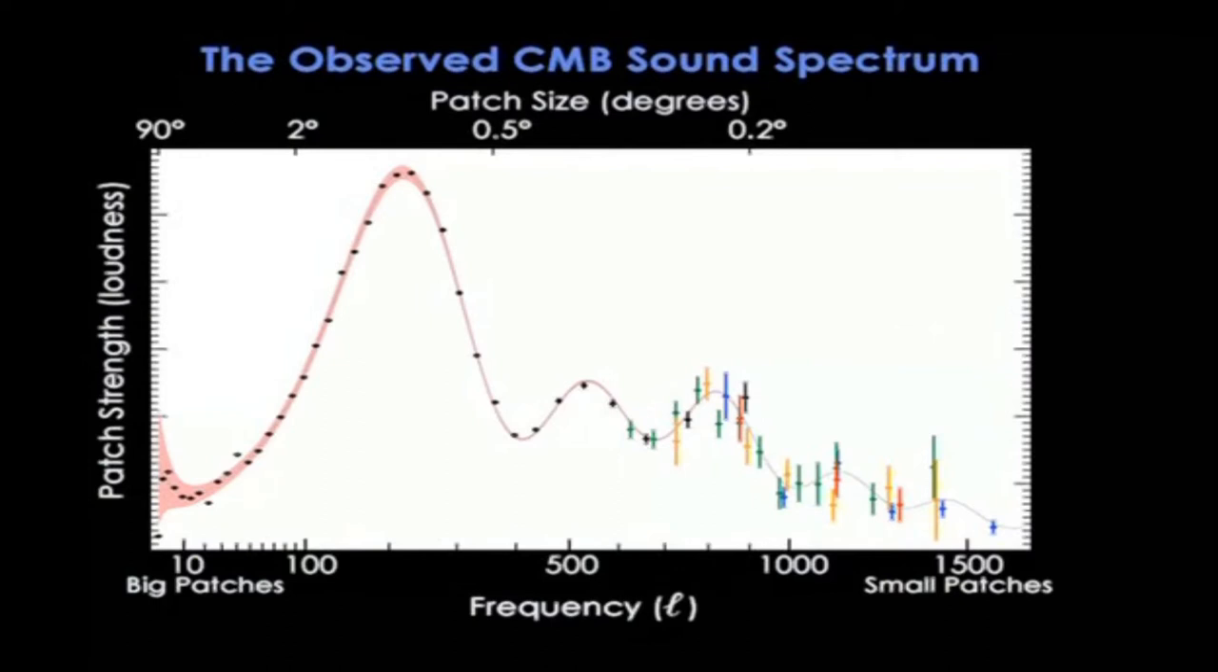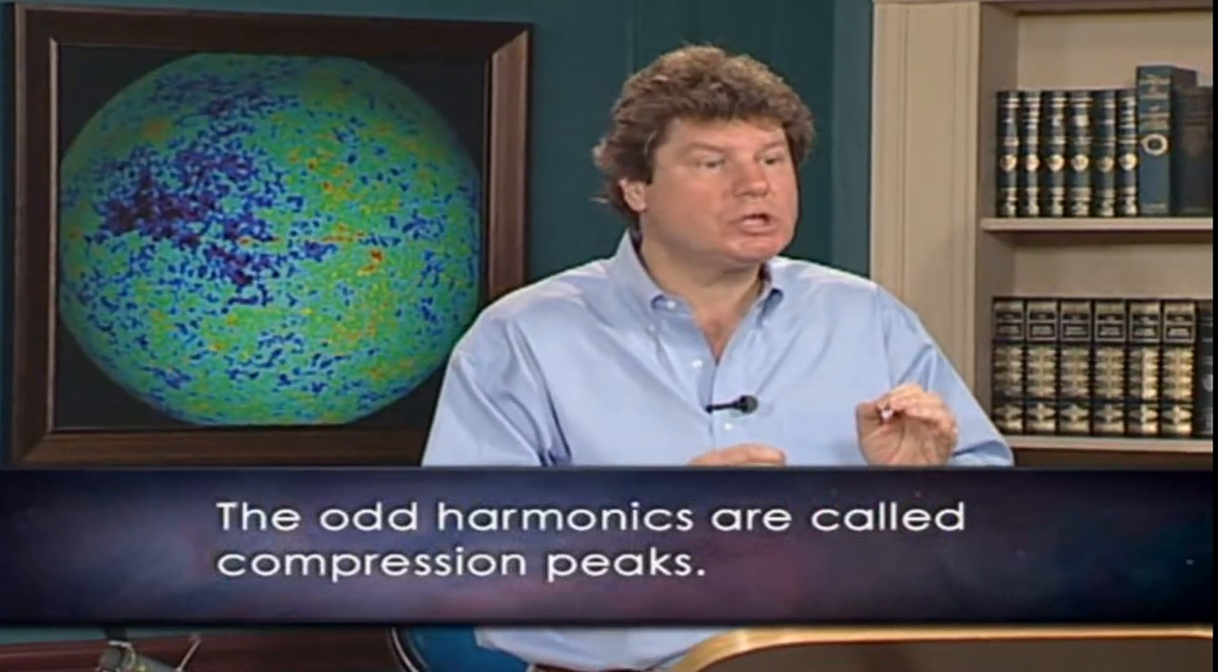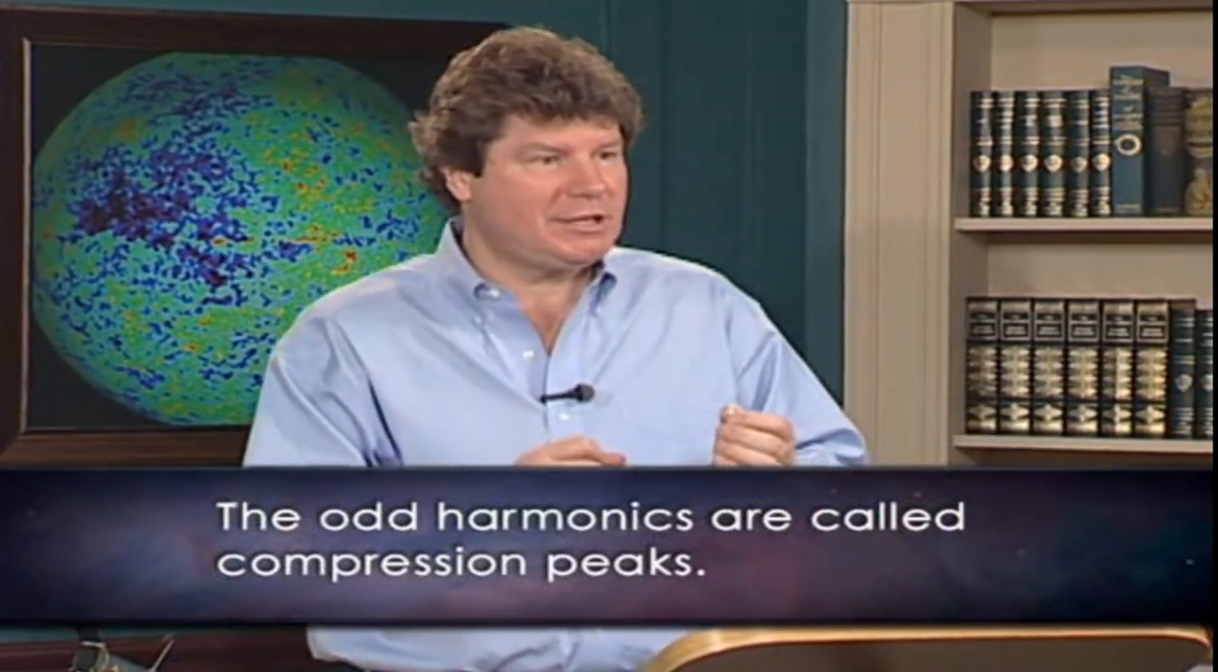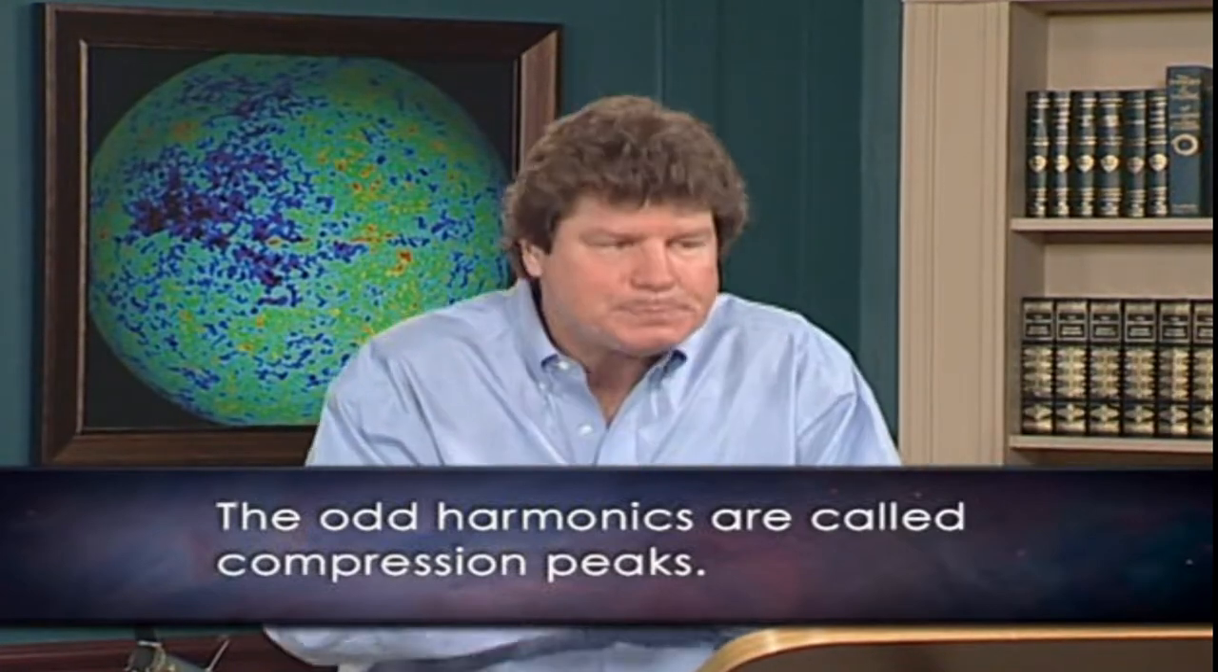Now, likewise, there's a whole sequence of ever smaller regions where the gas is just arriving at the bottom for the third, fourth, and fifth time. And these yield the fifth, seventh, and ninth harmonic peaks. See, the odd harmonics are called compression peaks because the gas in the dark matter regions is compressed.